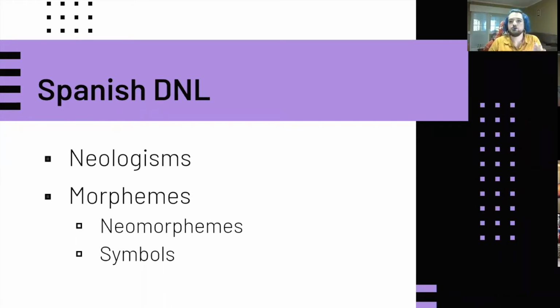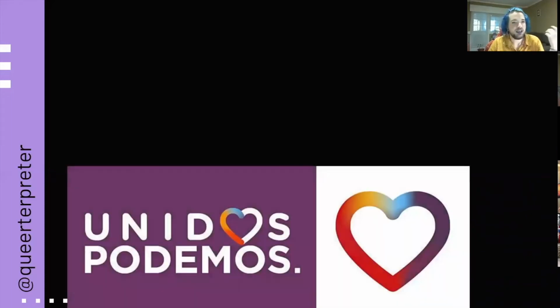But the symbols are doing some really cool things. And this is adjacent to my research. I don't have a ton of data. I just want to tell you about it because it's really, really cool. So they are being used to express ideologies and identities and nationalities. Like Unidas Podemos, on paper, when it does have a morpheme, this one is in the feminine.